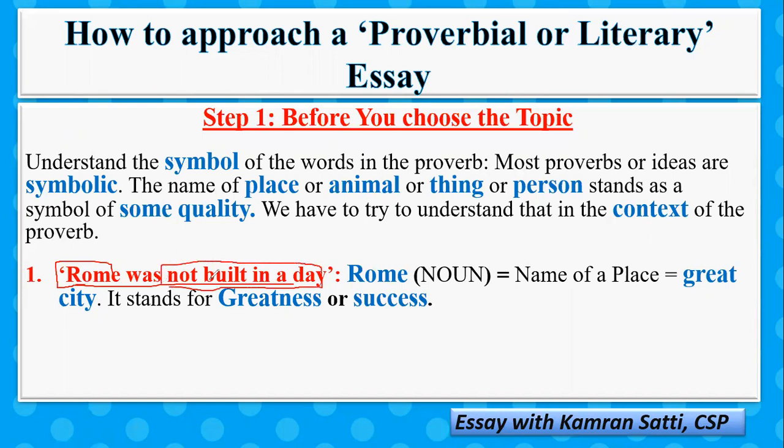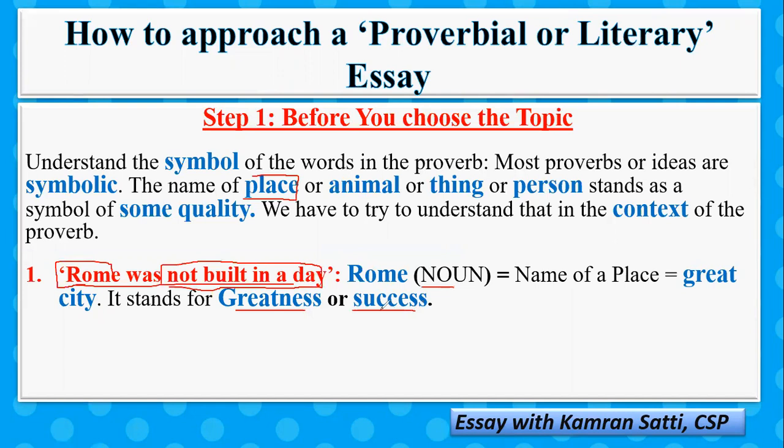Now what does Rome signify? Rome is a noun, and it is the name of a place, as we have just discussed, that in proverbs or in literary essays, things are symbolic. So Rome represents, it's a name of a place. And what are the characteristics of Rome? You have to just brainstorm for a second. You know that it was a great city of its time, and it was unparalleled in grandiosity and marvelousness. So it was a great marvel of its time. So Rome effectively denotes, or stands for, greatness or success. You have to understand what the symbols mean in real life.